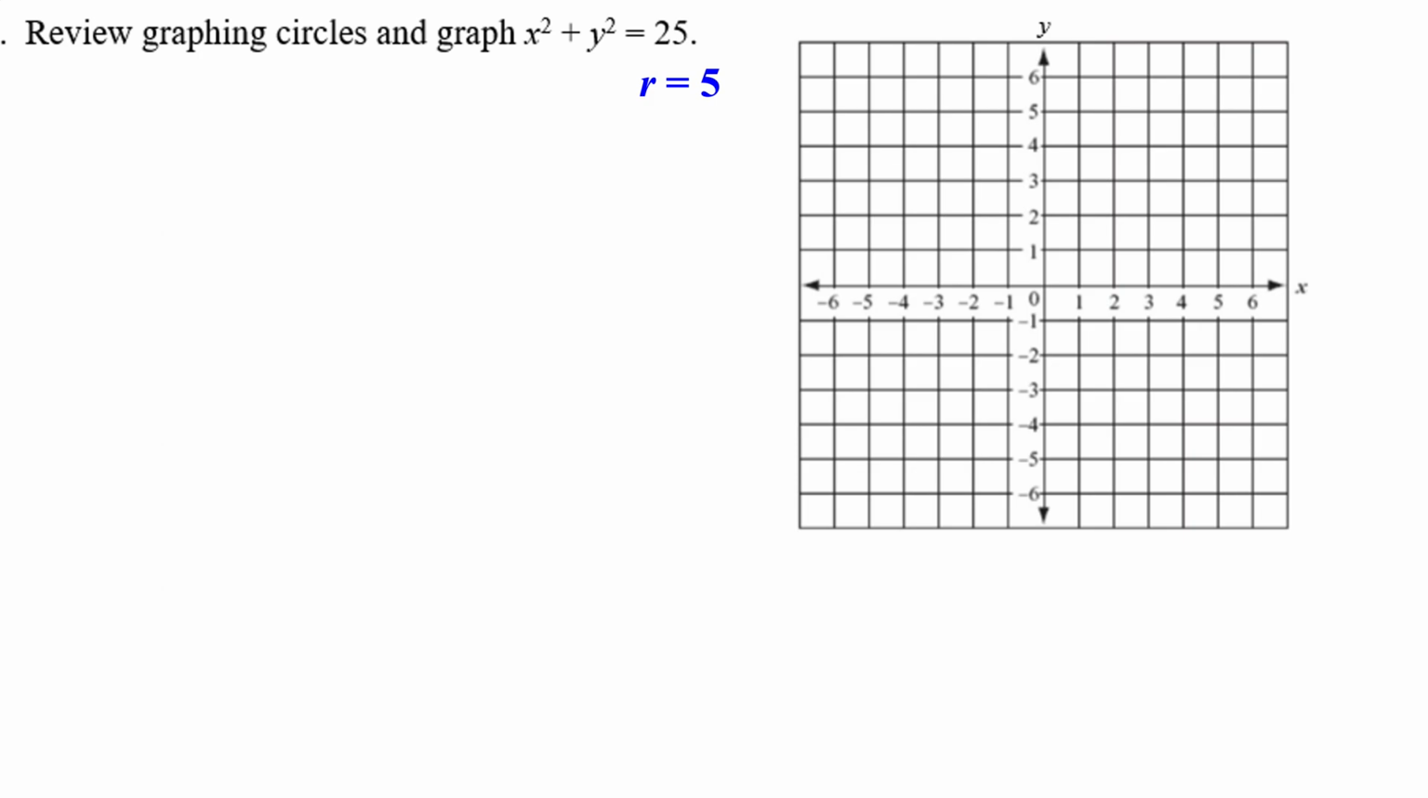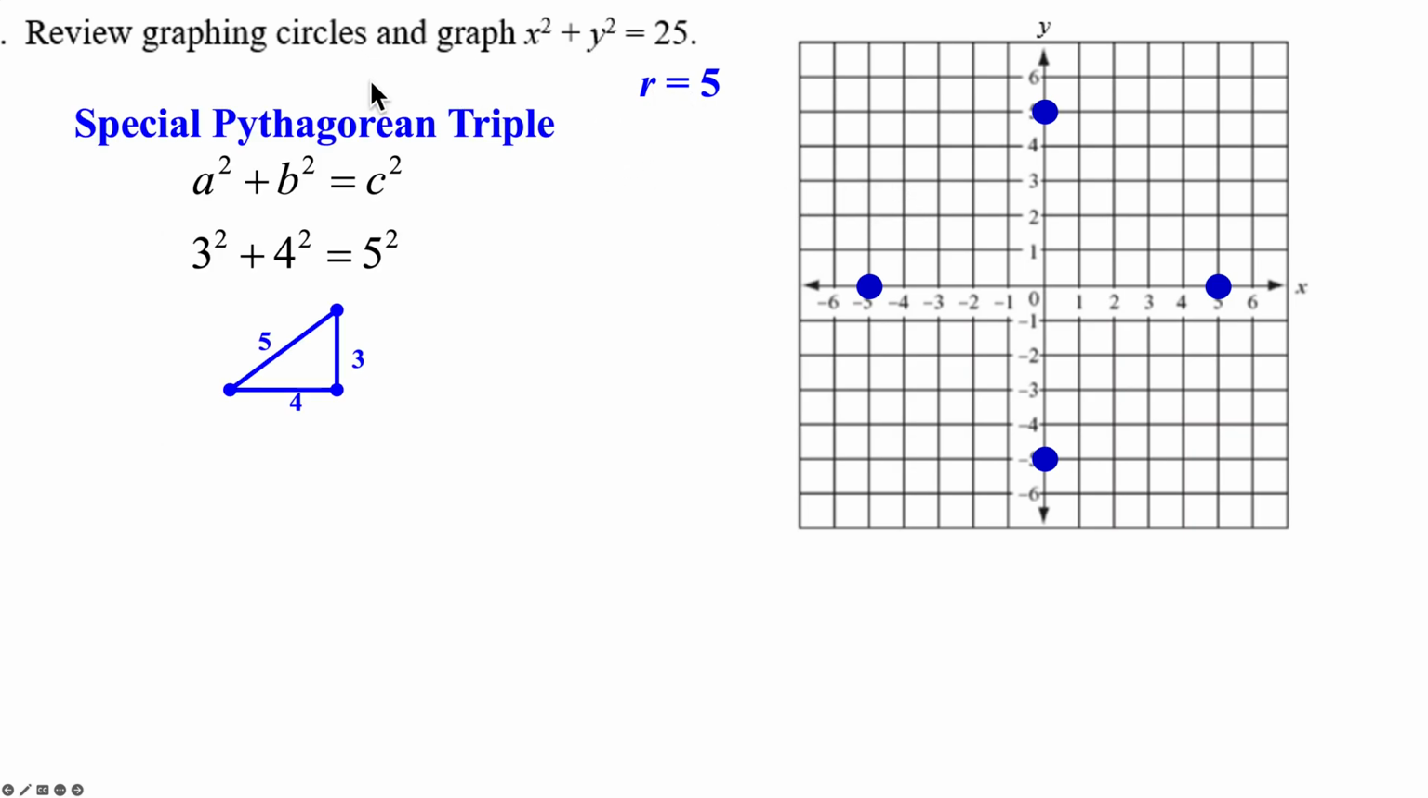This circle has its center at the origin. So from the origin, you would count 5 squares to the right, 5 to the left, up 5, down 5. And this would be a tough circle to draw because I really have no other points. But 5 is part of what we call a special Pythagorean triple. You've probably seen the 3, 4, 5 right triangle. 5 is the hypotenuse, 3 and 4 are the legs.